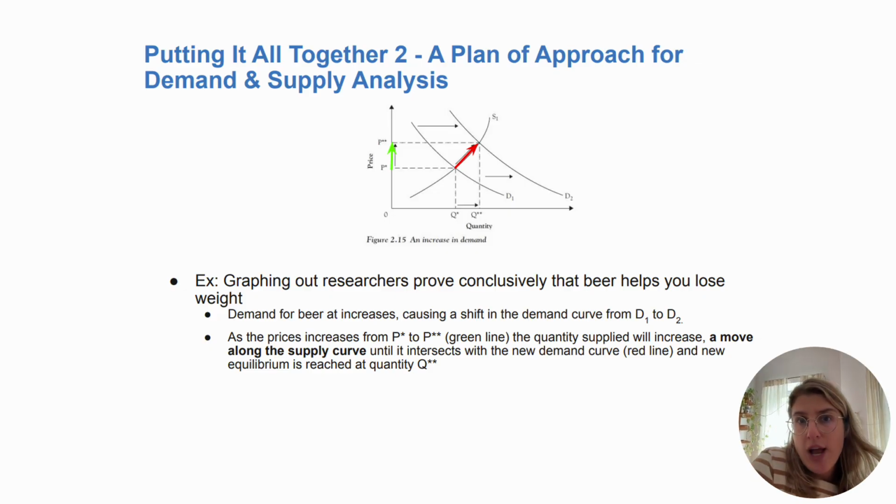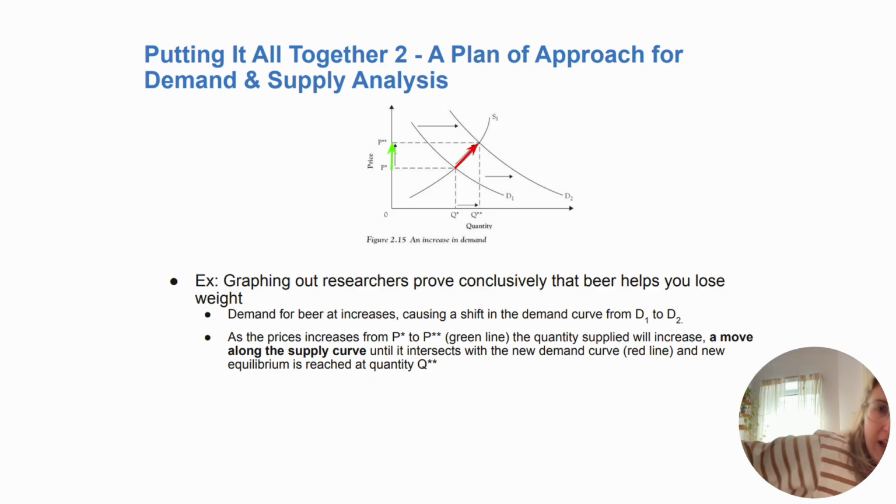Suppose new research comes out that shows that drinking beer actually helps you lose weight. This sounds fantastical, but let's just imagine that this happens, okay? The research is published and it changes consumer preferences. Suddenly beer looks a lot more attractive. Okay, so in this case, what happens?